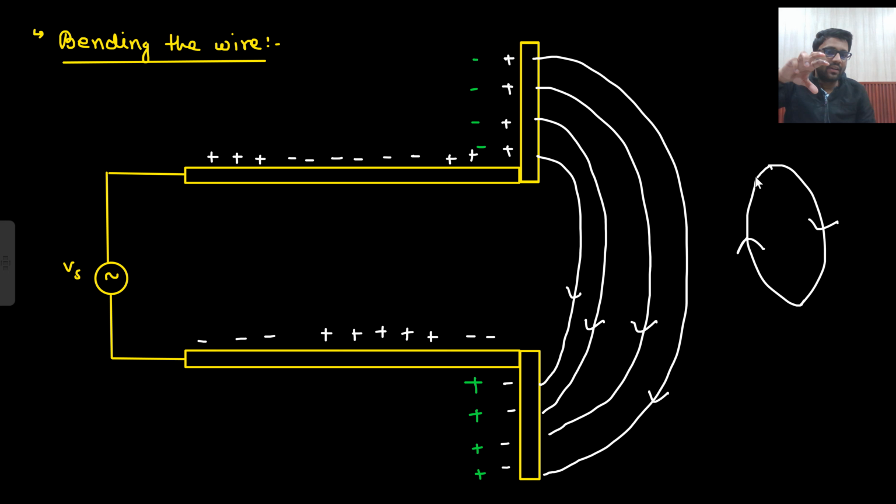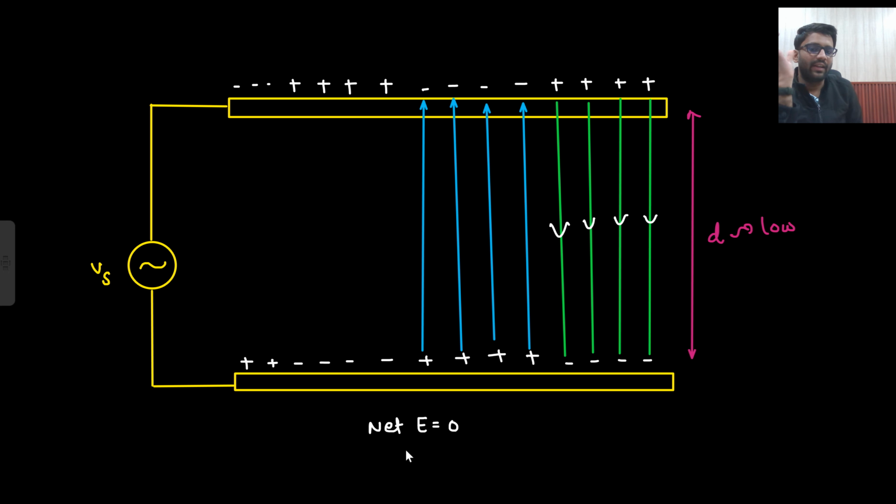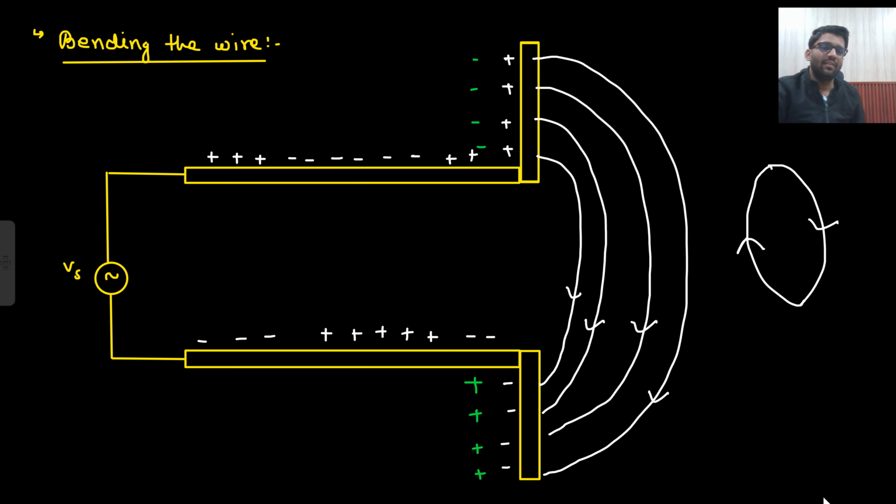And eventually what will happen? It will frame a closed loop and it will be getting out of these wires, or you can say bend wires. What I mean to say is that here the total net E was 0, so I was not able to generate EH from VI. But here when I bend the wire, this is positive, negative.